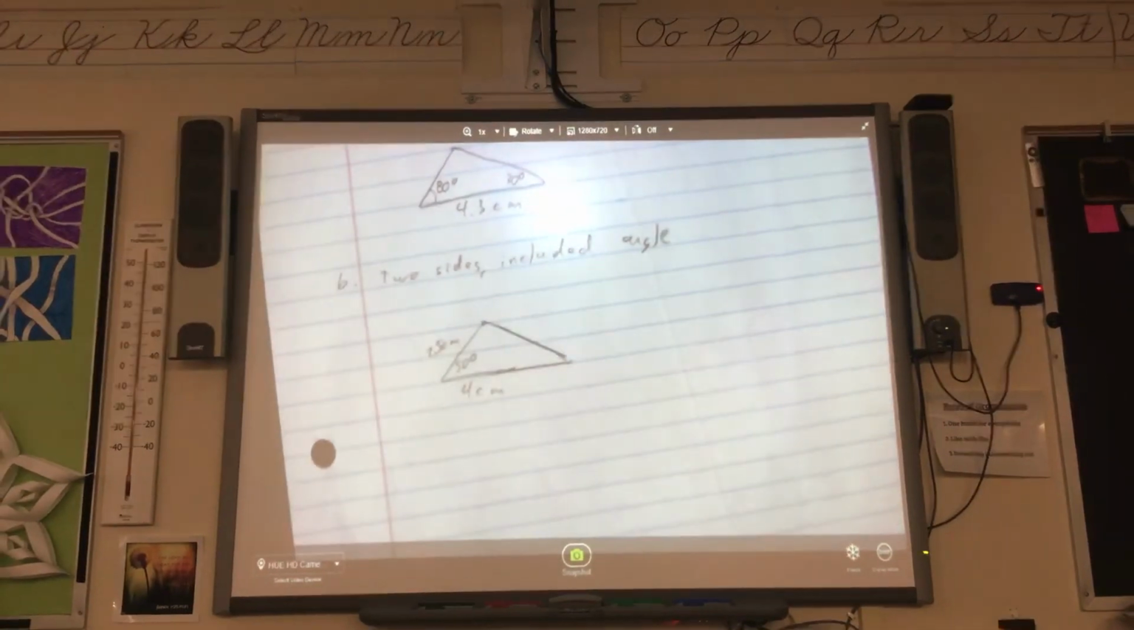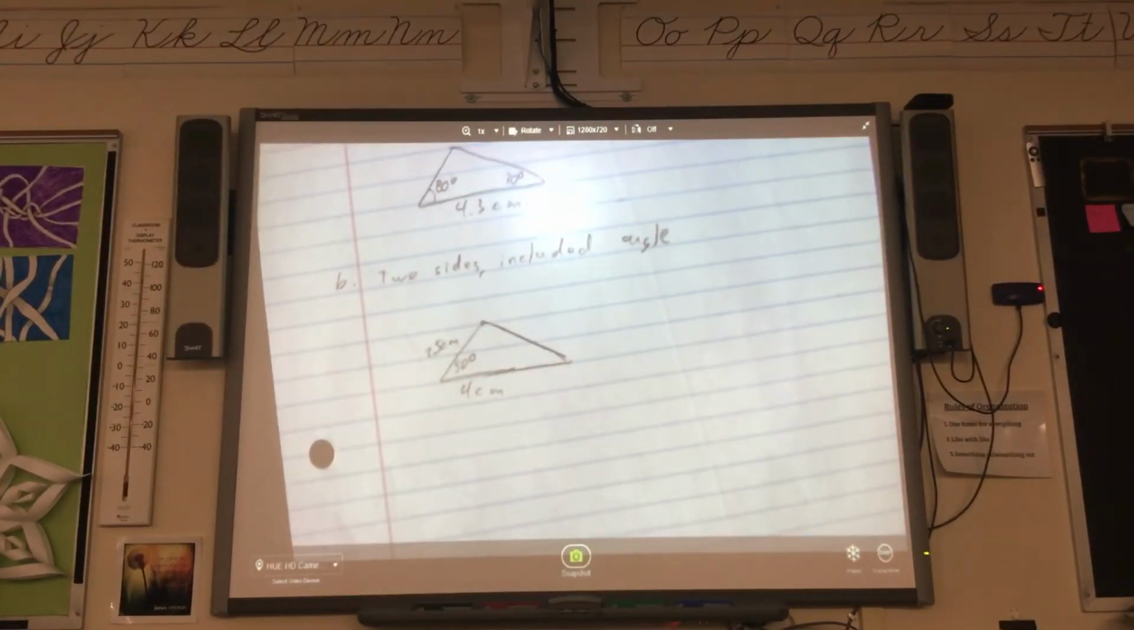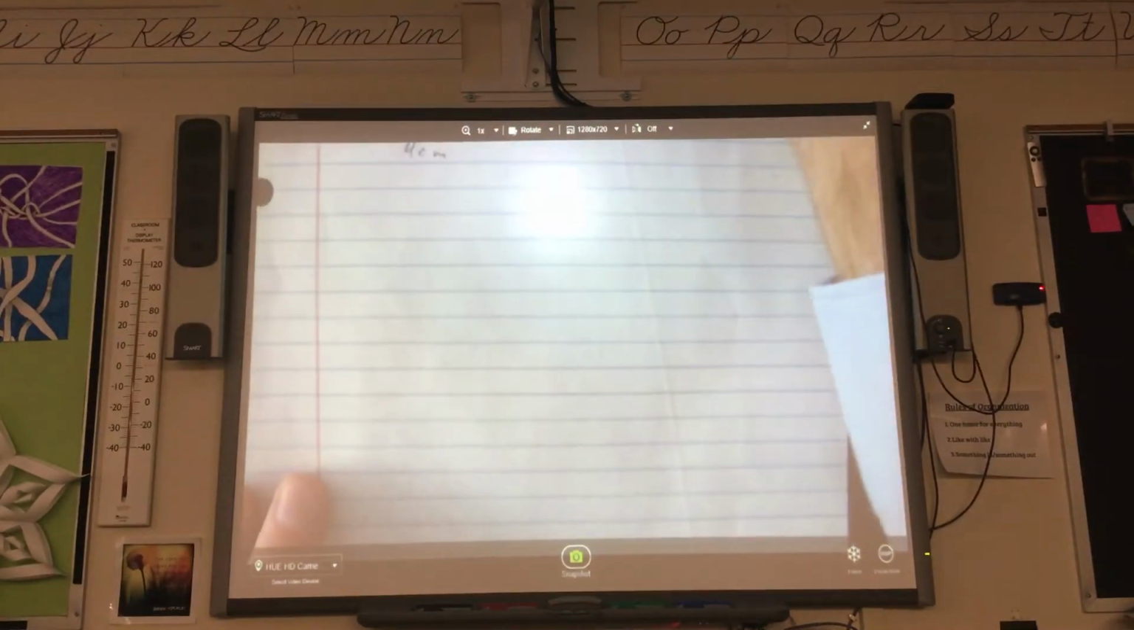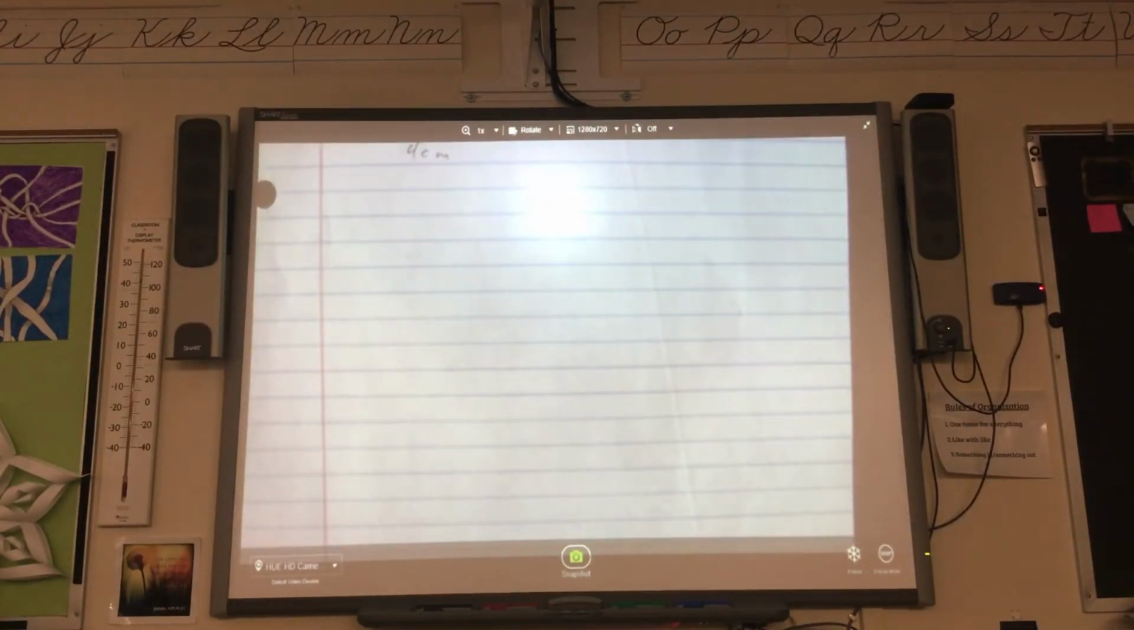I think that's all of it. So let's flip over to page 86 now. Page 86 says in triangle ABC, AB is 7 centimeters, BC is 2 centimeters, AC is 6 centimeters. Use a compass and a ruler to construct triangle ABC.